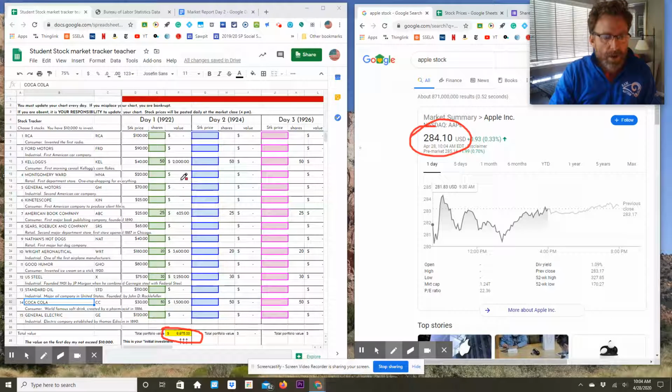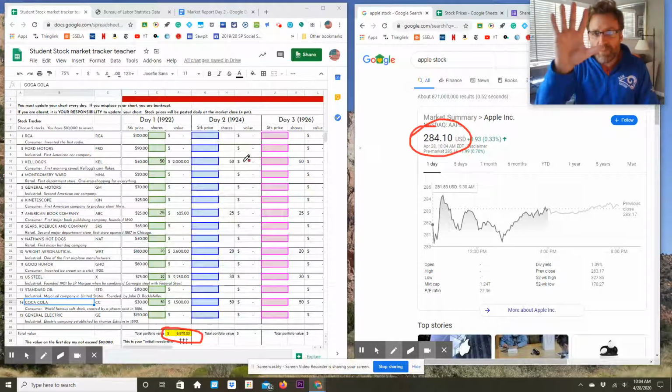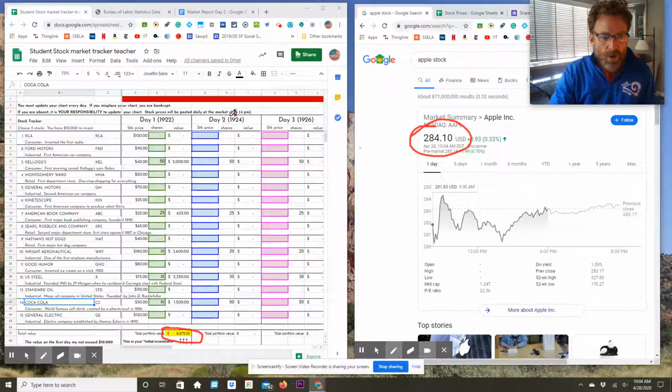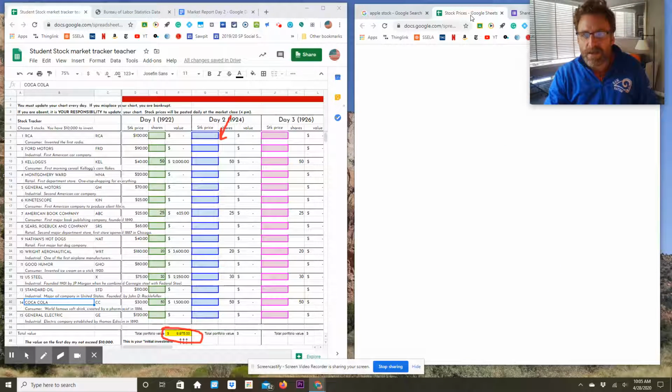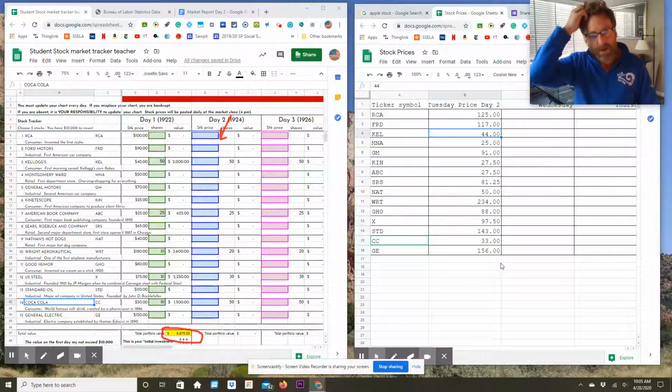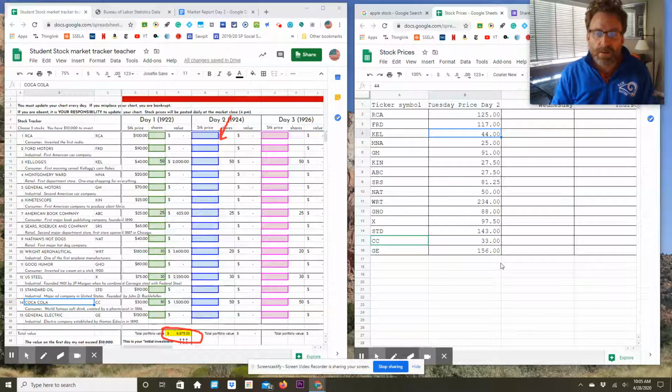All right, so what we're going to do today is you're going to update your 5 prices using only the blue cells today. I'm going to send you this. This should be posted on the website, so go to the website to look at this. RCA, FRD, KEL. These are all what are called ticker symbols. It's like an abbreviation for the company.